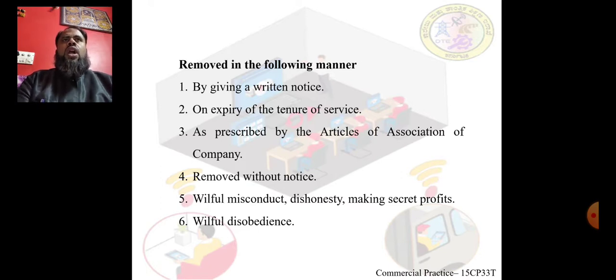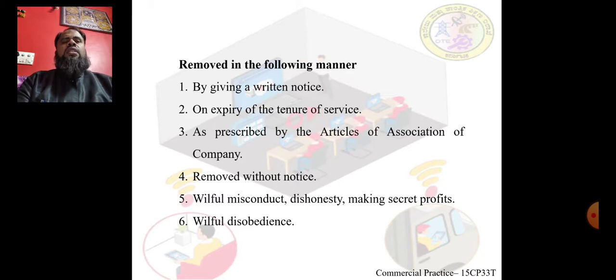Second one, on the expiry of the tenure of the service. For example, if a company secretary is appointed for a particular period, say 1 year, 2 years, 3 years, etc., after the expiry of the period, automatically the company secretary has to be terminated.